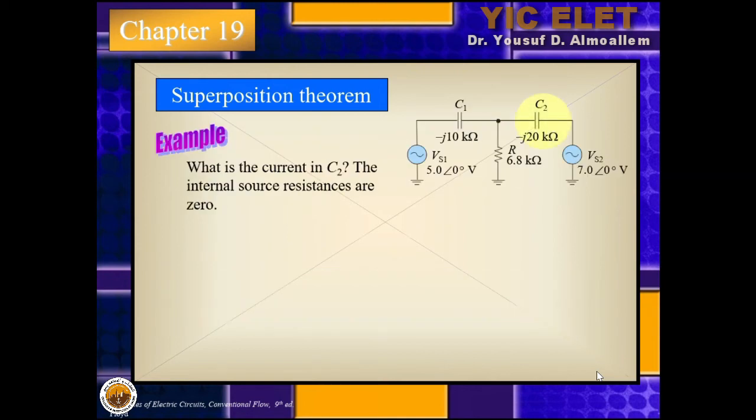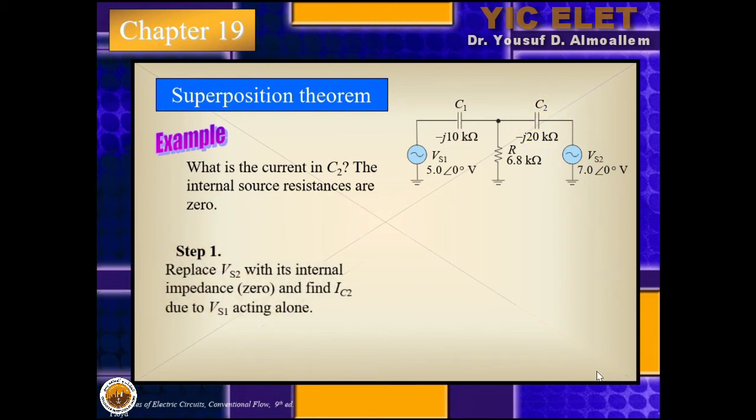Let's take an example to clarify this point. We've seen it in DC, now we're going to see it in AC, and the main difference is that we're talking about complex numbers. For this example, what is the current in C2? The question is about C2, and we want to calculate the current at this capacitance.